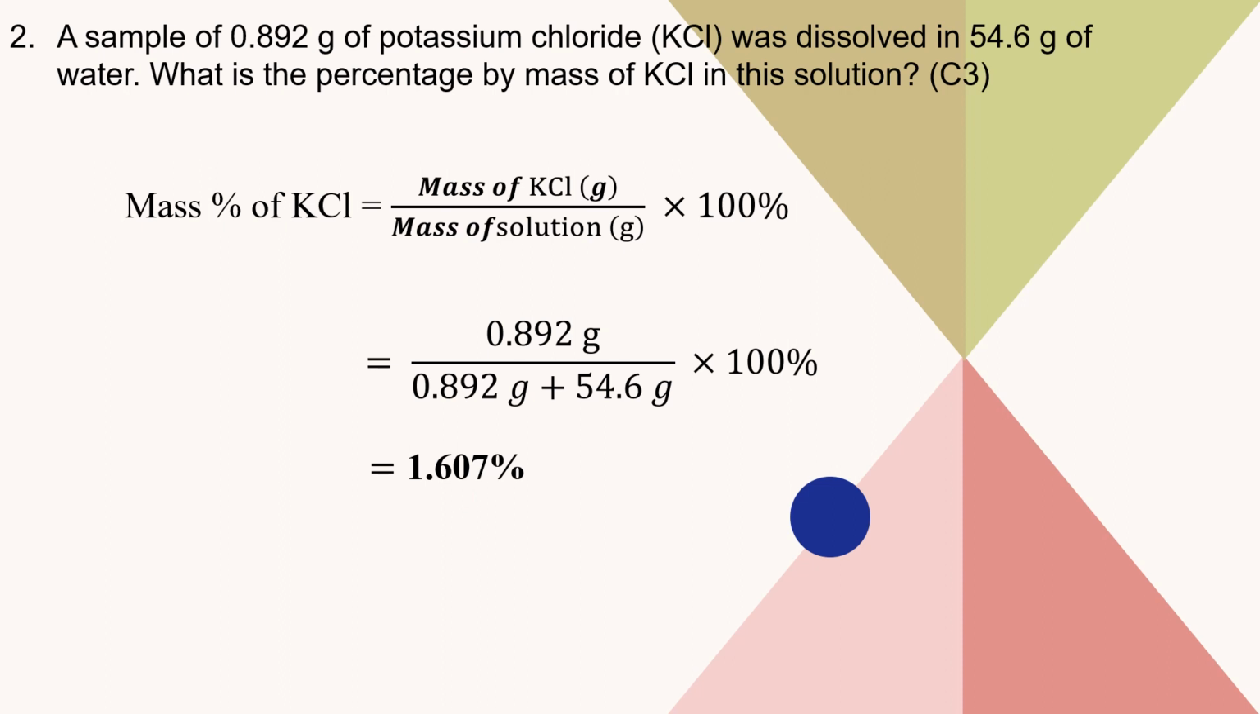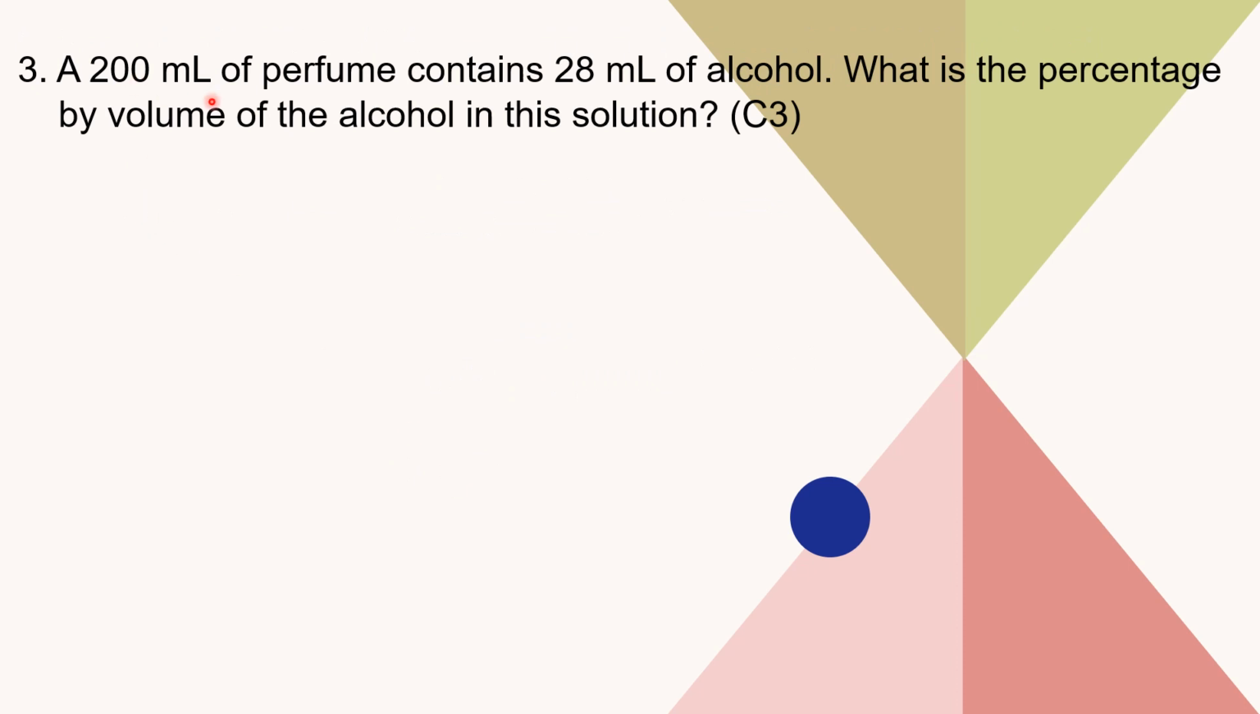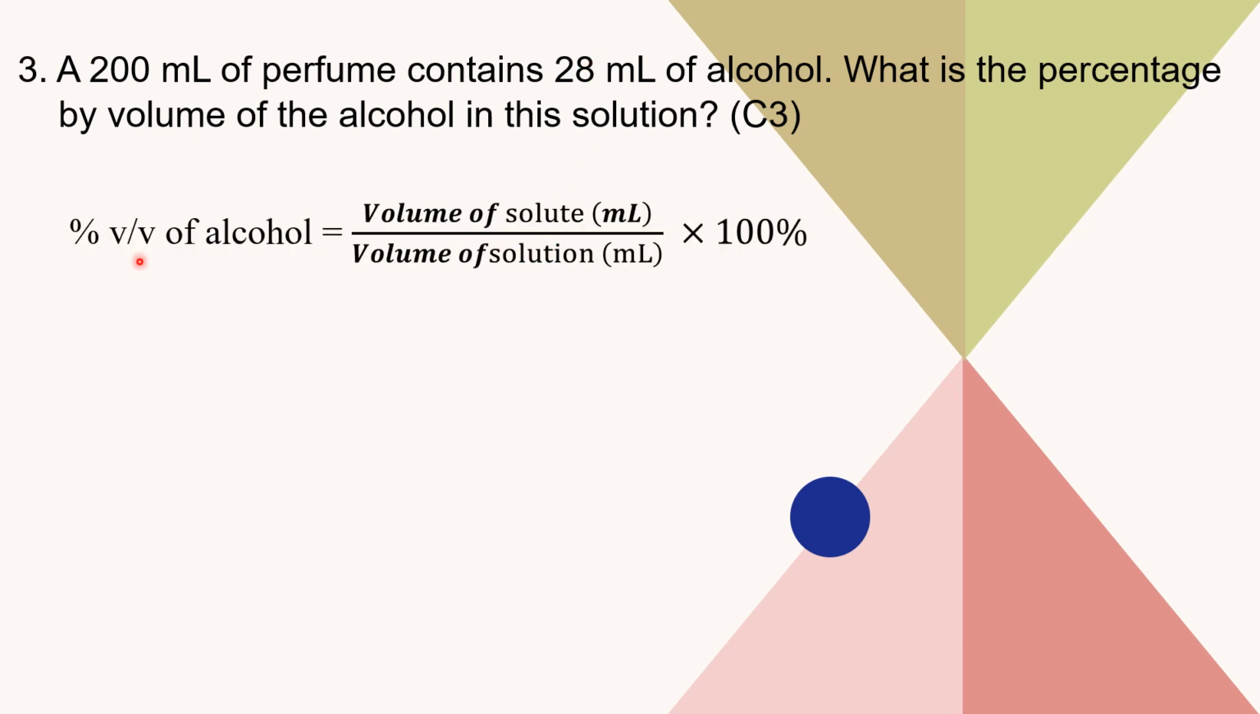So we will get the final answer 1.607%. Next, number 3. A 200 ml of perfume contains 28 ml of alcohol. What is the percentage by volume of alcohol in this solution? So provided volume of solution 200 ml and volume of alcohol 28 milliliter, which is the alcohol is the solute of the solution. So by using the formula, percent by volume of alcohol is equal to the volume of solute, referring to the volume of alcohol, divided by volume of the solution. So the unit is milliliter, milliliter cancel unit, times 100.